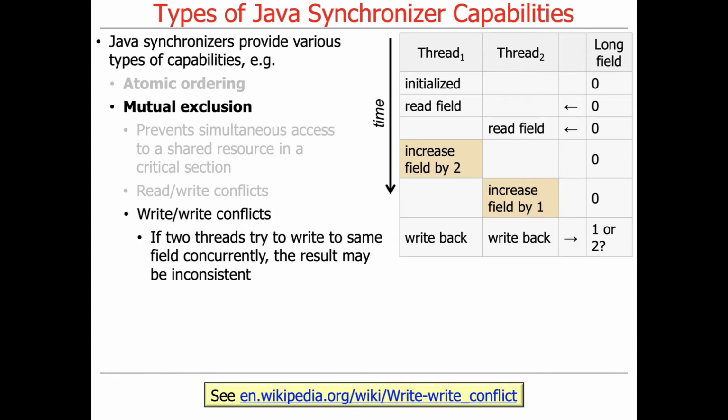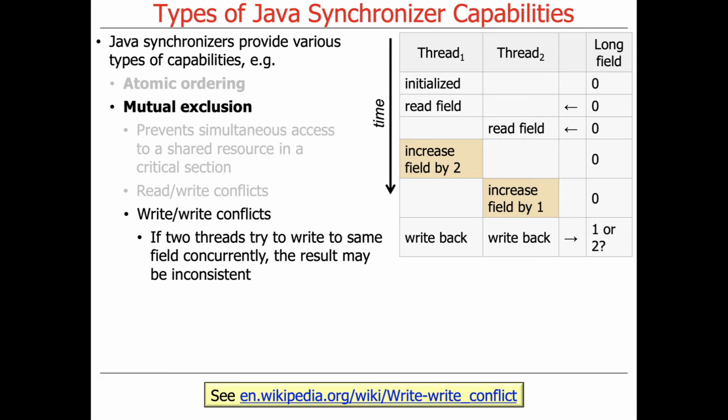Let's take a look at write-write conflicts, which is another variant of this. Same basic scenario. We come along, thread T1 reads the value of the field, thread T2 reads the value of the field. Thread T1 increases the field's value by 2. Thread T2 increases the field's value by 1. They both write back at the same time. What is the value of the field? Is it 1? Is it 2?